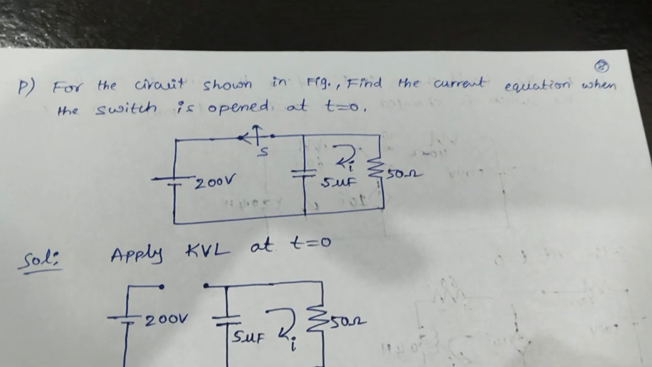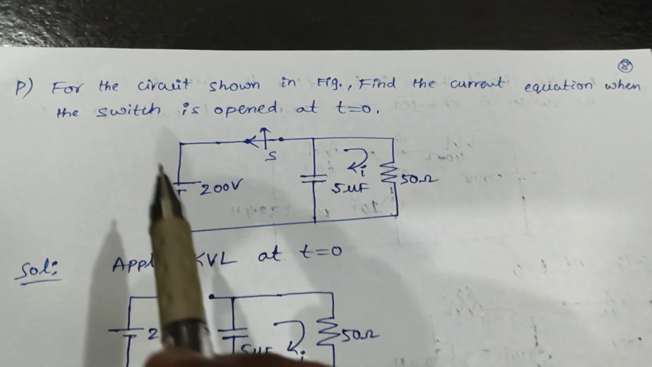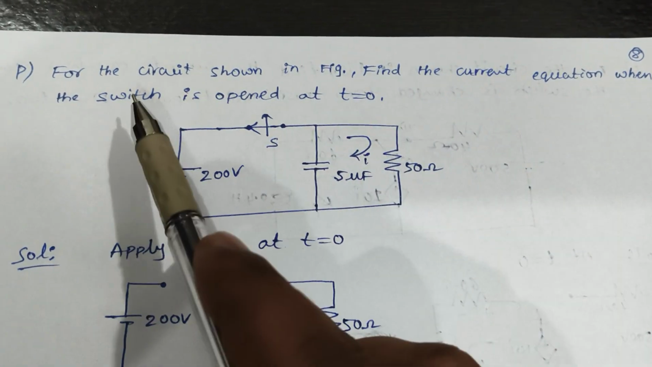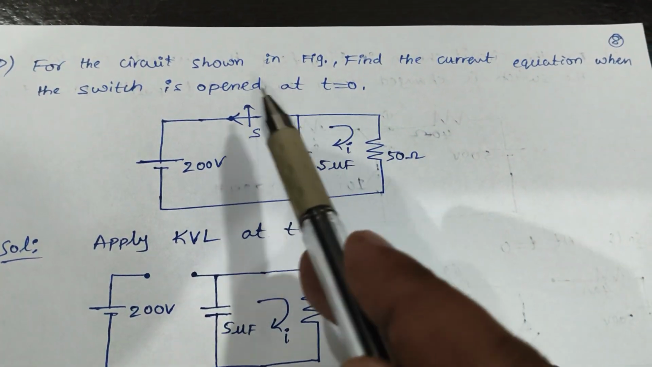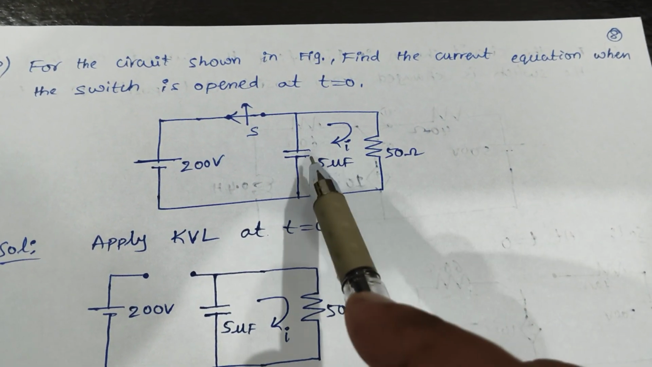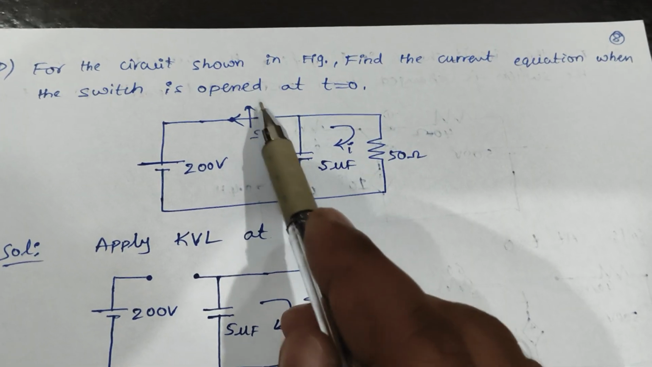Hi everyone. Today we'll see a few more problems on DC transients. For the circuit shown in the figure, find the current equation when the switch is opened at t equal to 0. Earlier the switch is closed. This is an RC parallel circuit. Earlier the switch is closed. Now we are opening the switch.